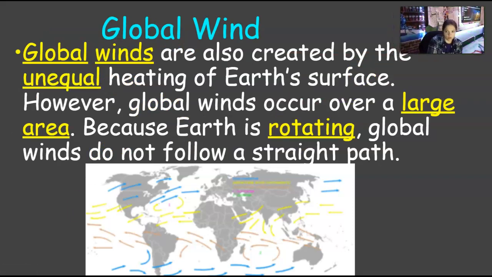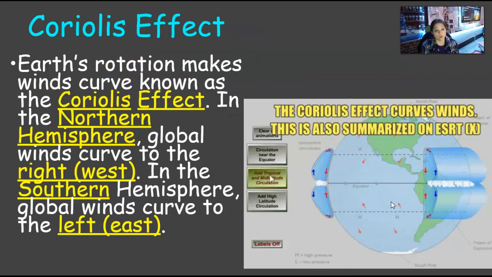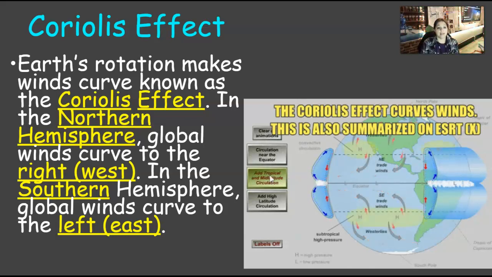All right. Global winds. So we have the local sea breeze, land breeze. Now we're going to look at global winds. They are created by, again, the uneven heating of Earth's surface. But looking at this picture, you can see they're not going in straight lines. That's because Earth rotates. So the winds don't go in a straight line. The reason for this is called the Coriolis effect. Winds curve because of this Coriolis effect. In the northern hemisphere, you'll notice that it's going from right to left, in this counterclockwise movement. In the southern hemisphere, it goes in a clockwise movement.